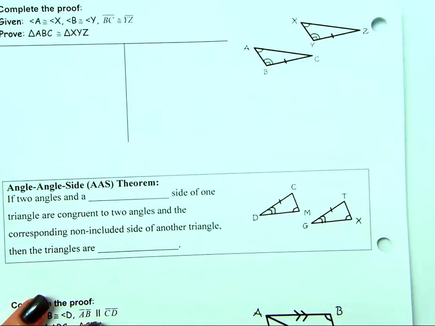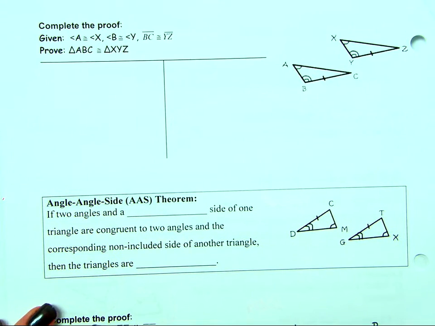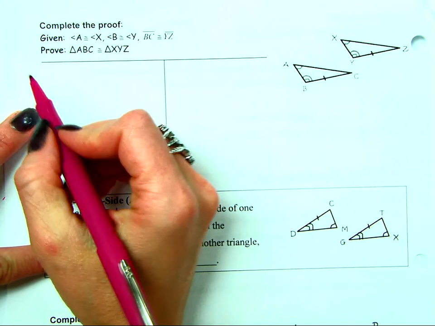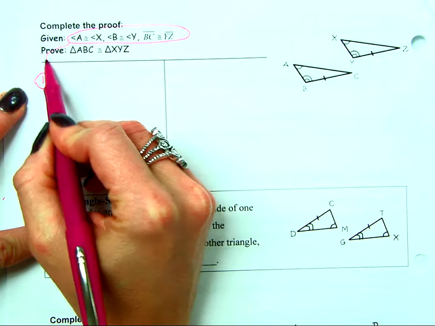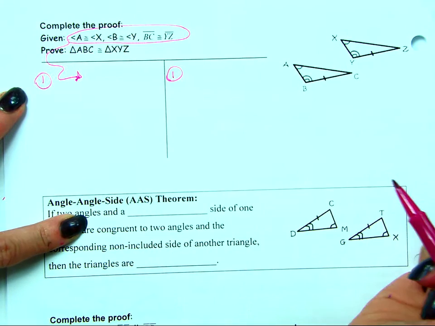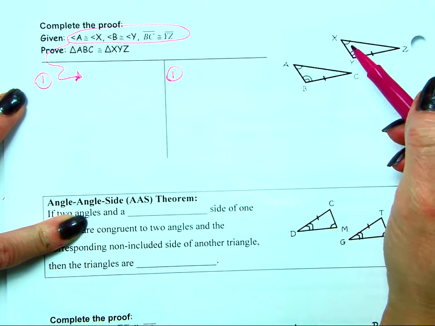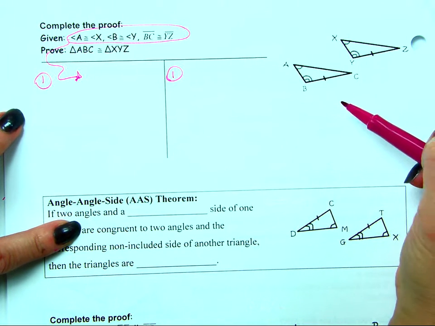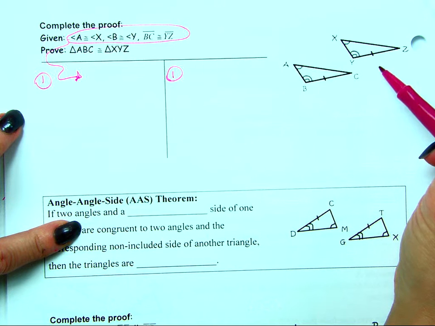Taking a look at the top of page 2, again they're asking me to prove congruent triangles. And we know that we would start out the same. We would take our given information, and that would be our first step. In our given information, they're telling me that angle A is congruent to angle X, angle B is congruent to angle Y, and side BC is congruent to side YZ.